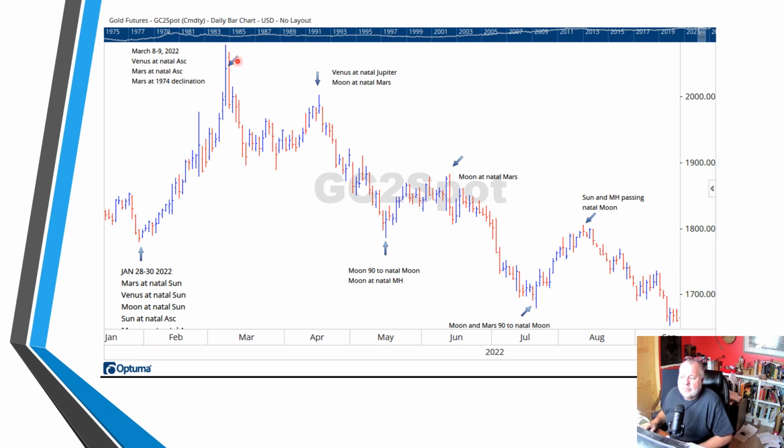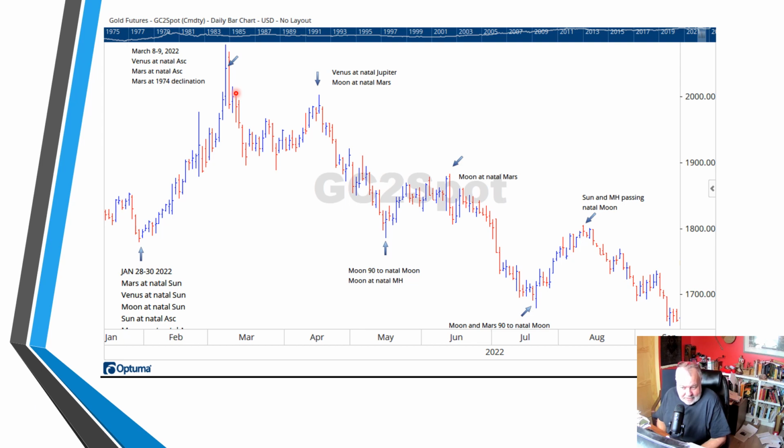Now, in March of 2022, the price of gold reached a fairly high point. It was just over $2,000 an ounce, but it couldn't hold. And it started to fade and give it all back. What triggered that? Well, Venus was at your natal ascendant. Mars was also at your natal ascendant. And Mars was at the same level of declination, that is, the same number of degrees above or below the horizon, as it was in 1974 on the day that the gold futures started trading.